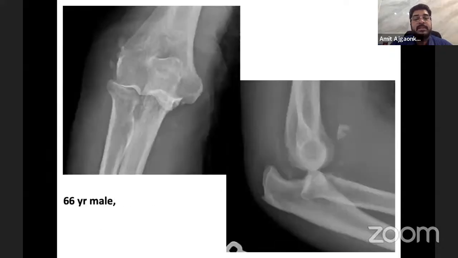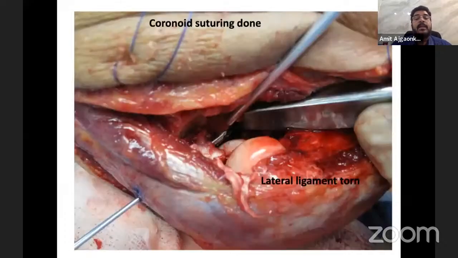This is a 66-year-old male, and typically a dislocation, you can see those small fragments. This was the coronoid and these small fractures over here. And you have to suspect that this is a terrible triad and go down. This was the way we did.